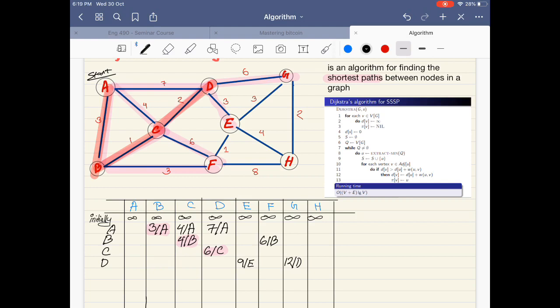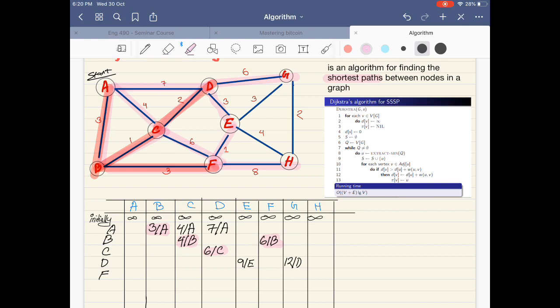Okay, so among these, like the unhighlighted ones, which one is the smallest? Of course 6B is the smallest, so we're gonna pick this path and reach F. So we've reached F, right? So from F we can go to which nodes? We can go to E, and we can go to H, and we can go back to C, but we have already reached C, it's already visited, so there's no point in going there.